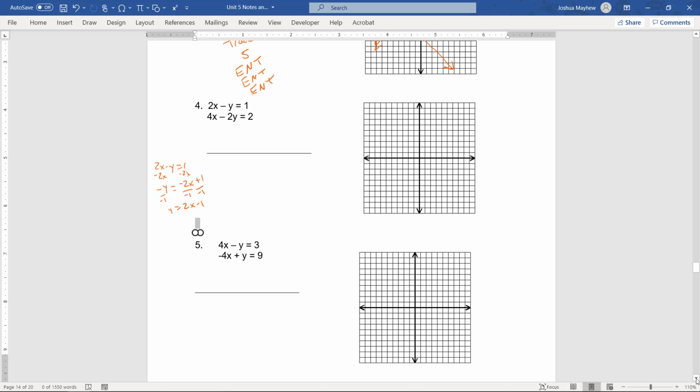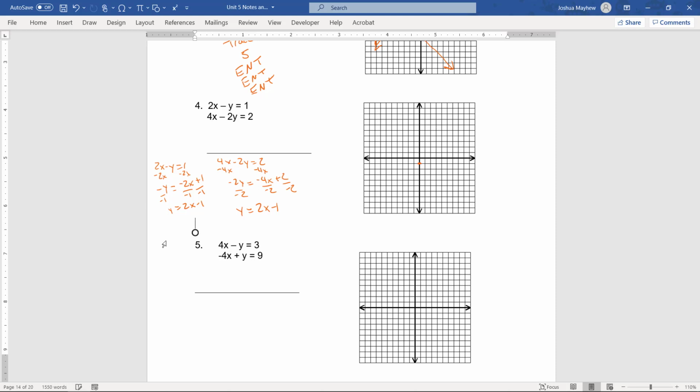My second one, we've got 4x minus 2y is 2, so I'm going to subtract 4x from both sides. Get -2y equals -4x plus 2. Divide everything by -2. Y is 2x minus 1. Wait a minute, what do we see? You can see that both of the equations are exactly the same. Y equals 2x minus 1.